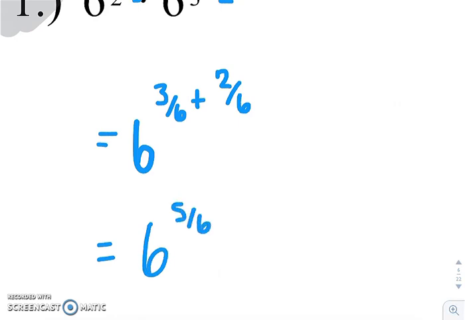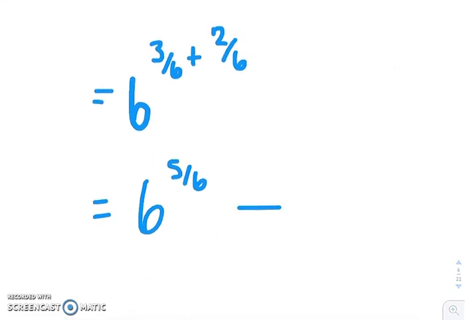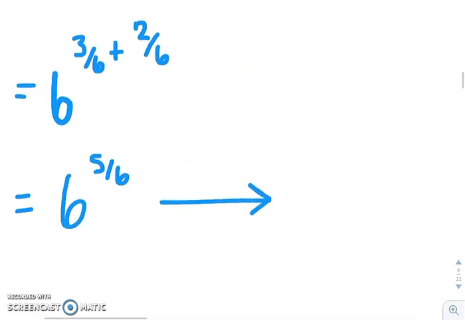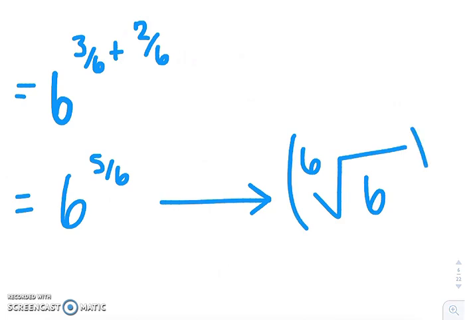And we just can't have an exponent that is a fraction, so we're just going to rewrite this as the 6th root of 6 all to the 5th power. So just by rewriting it, we're okay. We don't have that rational or fraction exponent, and then we're good.